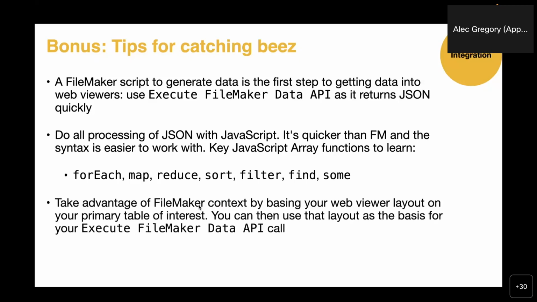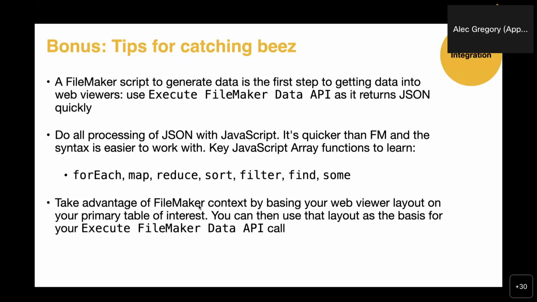Next tip, I'd say take advantage of FileMaker context by basing your web viewer layout on your primary table of interest. So in our example, we had a table that includes staff members. That is the table, that is the context for our layout. The reason this is important is you can use that layout as the basis for your execute FileMaker data API call. So you can say just get layout name is your layout name for your data API call.